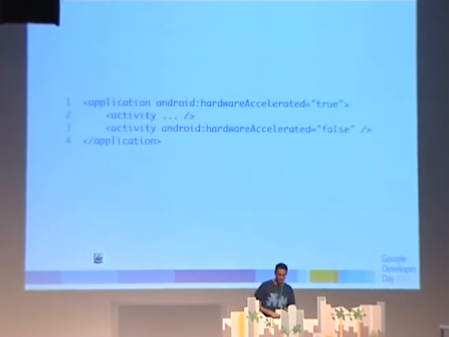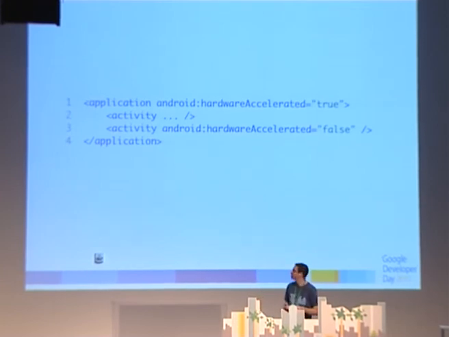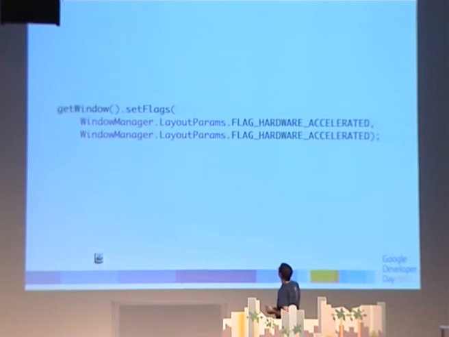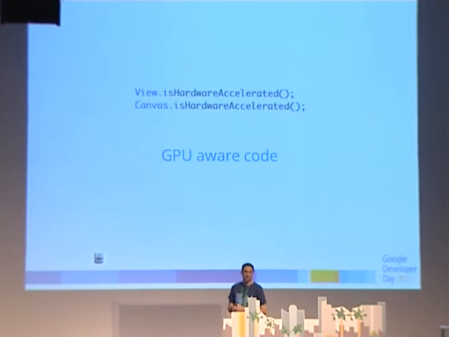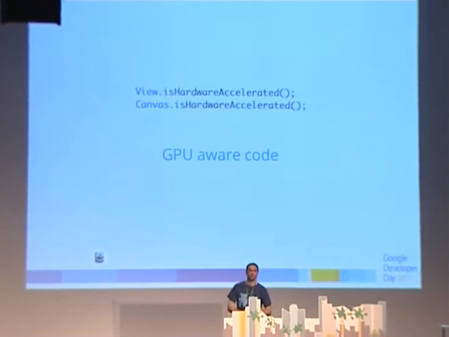You do it in your application, you just say hardware accelerated equals true, or inside your activity. But inside code, you can set the flags on a single window, or you can set the layer type on a view. And this is one of the cool things, the layers on Android. Maybe you need to check if your surface is accelerated or acceleratable.